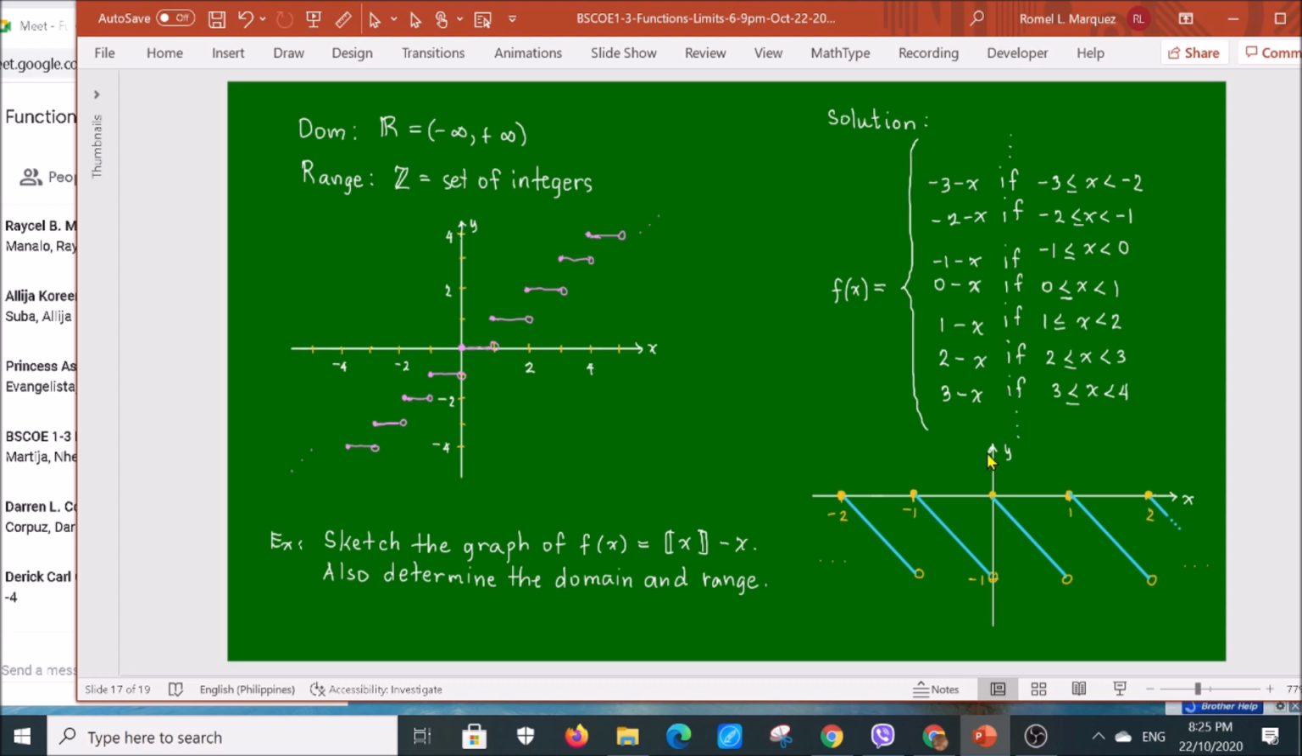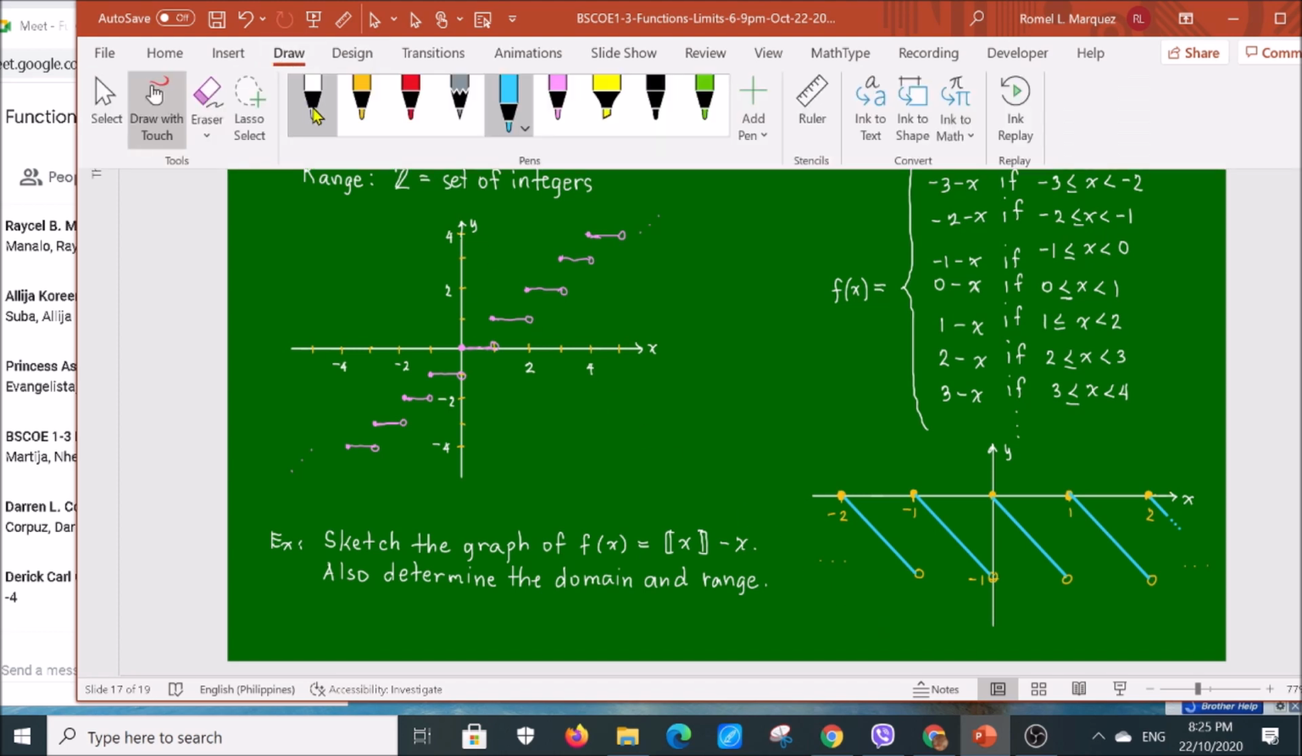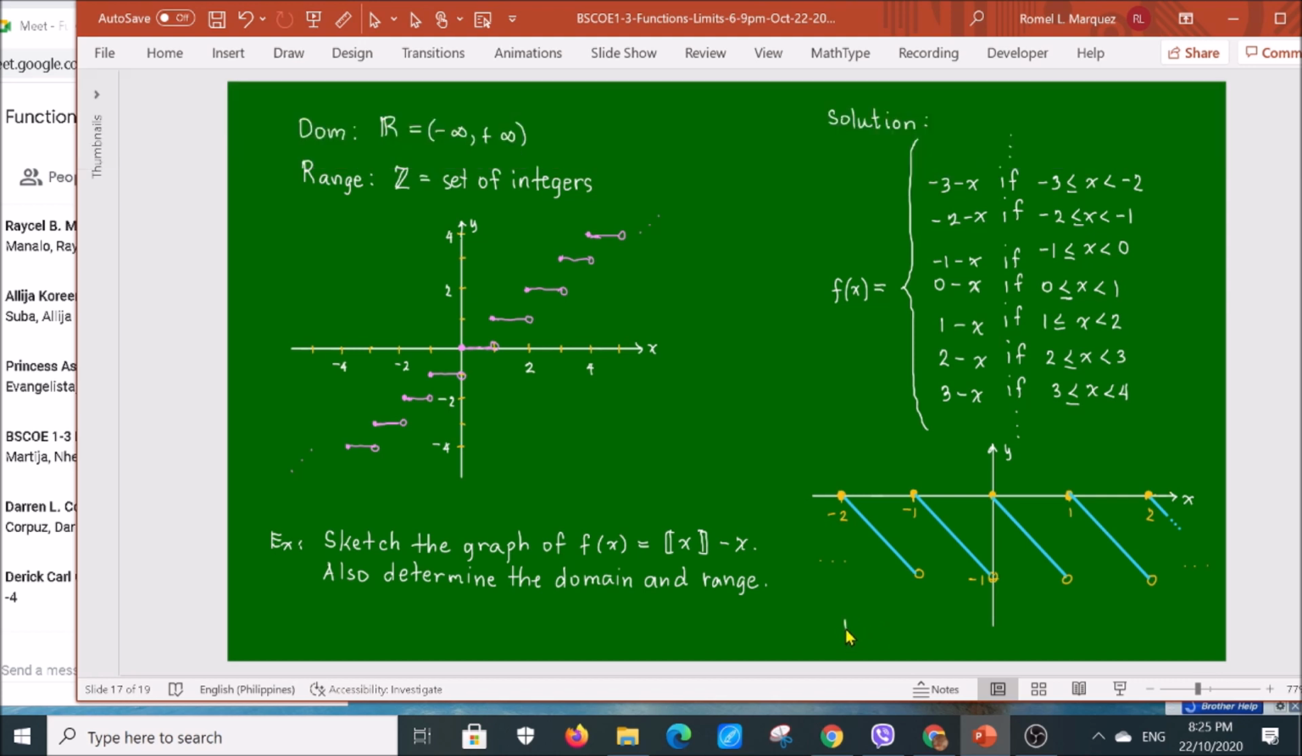Okay, guys, are you still alive? What about the domain? What if I ask for the domain, guys? What's the domain? What do you see as the domain? Can we input any number? Yes, any number can have values, including integers in between. So, the set of all real numbers.